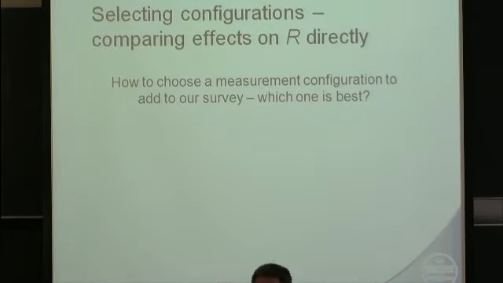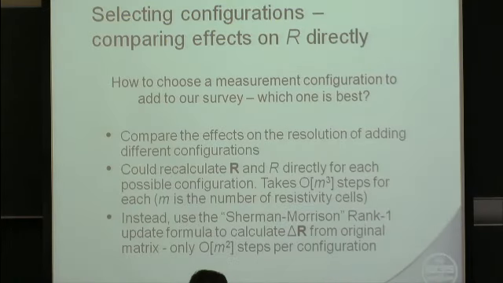If we're going to design a new survey to try and improve on the standard surveys, the question we're going to ask is, if we start off with a small set of configurations, how do we pick another one that will improve the resolution that we're getting? So we want to find out at each stage which is the best configuration to add in to our survey design. We're going to do this by looking at the effects on the model resolution. We want to maximize the model resolution.